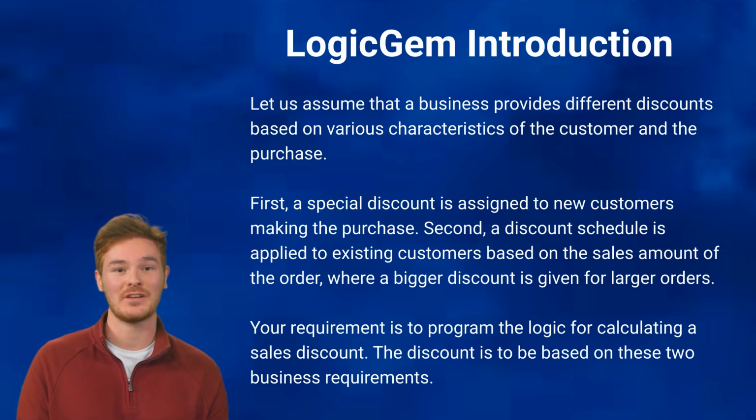Let us assume that a business provides different discounts based on various characteristics of the customer and the purchase. First, a special discount is assigned to new customers making the purchase. Second, a discount schedule is applied to existing customers based on the sales amount of the order, where a bigger discount is given for larger orders. Your requirement is to program the logic for calculating a sales discount. The discount is to be based on these two business requirements.